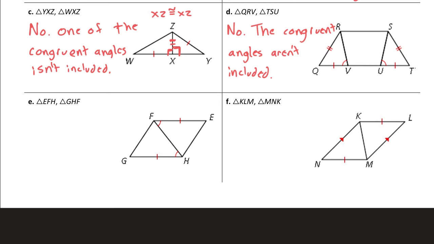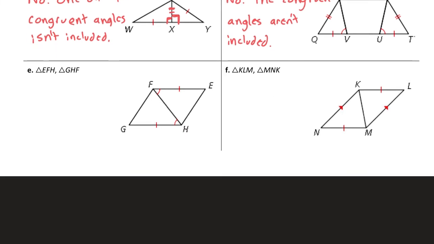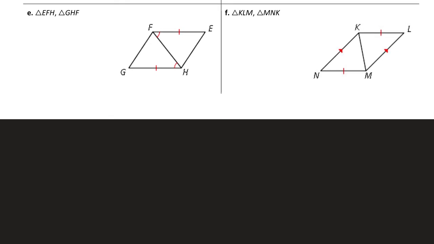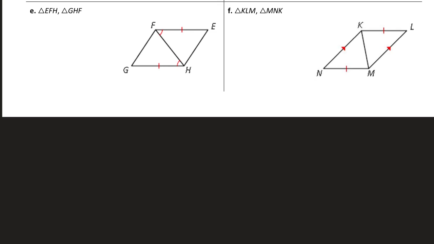In part D, they are not congruent, and neither of these angles are included. So, yes, we have two congruent sides, one pair of congruent angles, but that is not an included angle. So we can't say they're congruent by SAS. For part E, these two triangles, we've got to think a little bit. They do share a side. I'm going to show that. Now, when I look at it, we have an included angle. So I would say, yes, those are congruent by SAS.